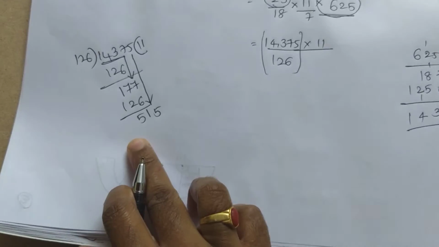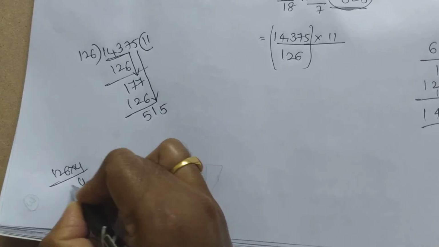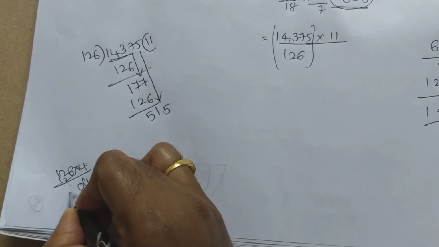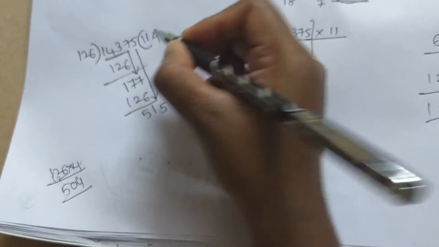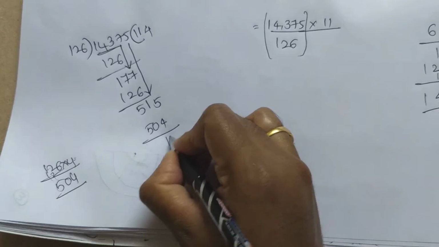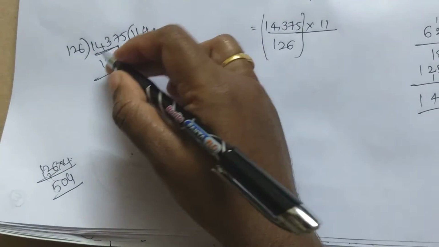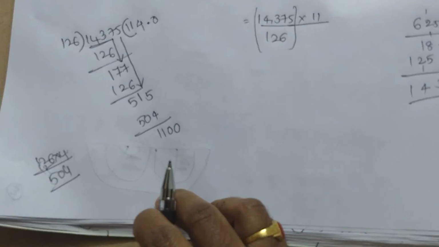So 126 515. So 126 into 4, let's see what do we get. 4 6s are 24. 4 2s is 8 plus 2, 10. 4 1s is 4 plus 1, 5. So 4s are 504. Put a point here. You'll get 0. So 126, you don't get 0. So put a 0. You'll get 0 again here.